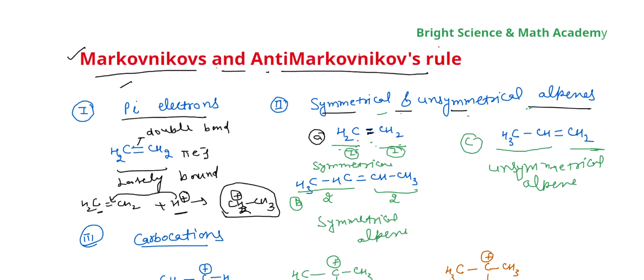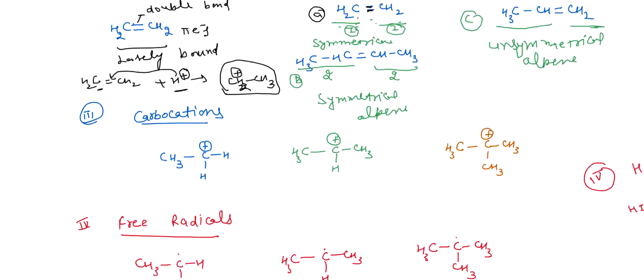The third is carbocation. Clear? We all know about carbocations. If a carbon has 6 electrons in its valence shell and acquires a positive charge, then it is known as a carbocation. This is your primary carbocation, in which the carbon is linked to one alkyl group. That's why it is a primary carbocation. And this is your secondary carbocation. In this, the carbon acquiring the positive charge is linked to two alkyl groups, and this is your tertiary carbocation. In this, the carbon is linked to three alkyl groups.